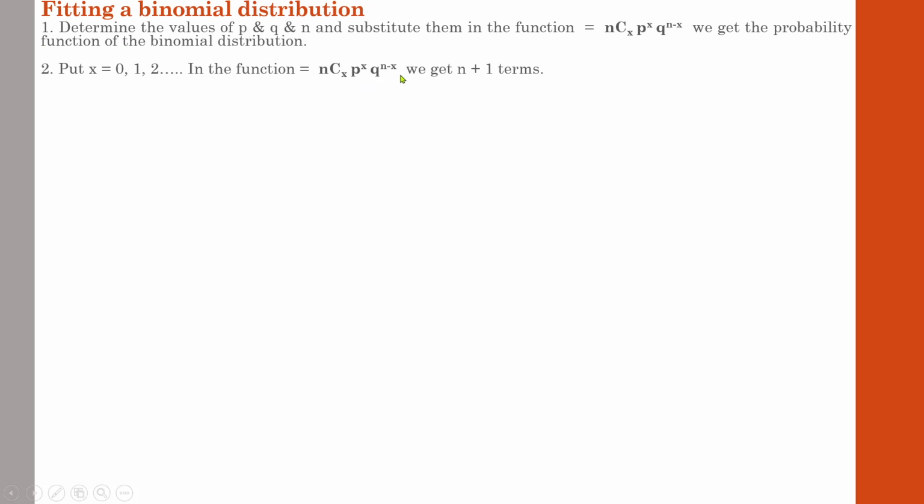We have done many cases with regard to that, and we get N plus 1 terms. N plus 1 terms means including 0. If there are 6 items, that is N equal to 6, you have to find the probability of 7 items, that is, you have to find the probability of 0 events also. That is what N plus 1 means. Next, multiply each of the terms, that is, each of the probabilities, by N, otherwise known as total frequency, to obtain the expected frequency.